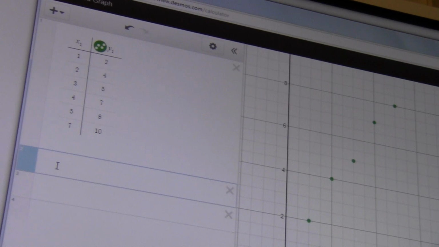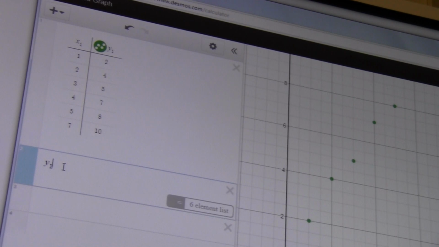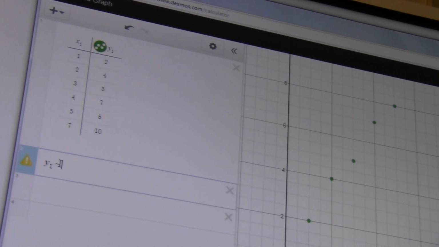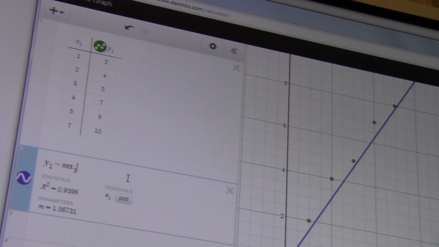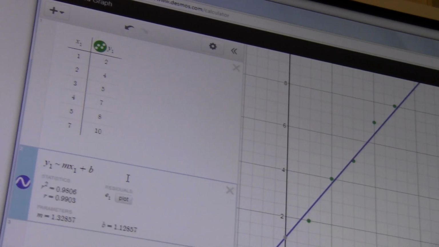So in this case, you're going to put y1. And this is just a little bit of a different thing. Instead of the equal sign, you're going to press shift and tilde. Tilde is a squiggly line that is found in the upper left corner of your keyboard. And so y1 is, okay, and then you have mx1 plus b. This, as you know, is the slope-intercept form.